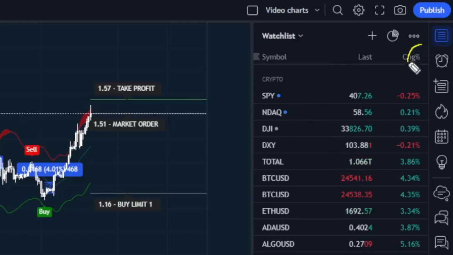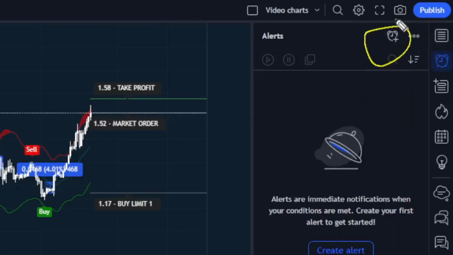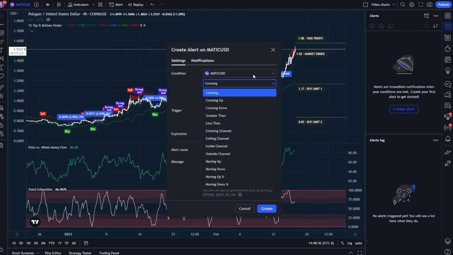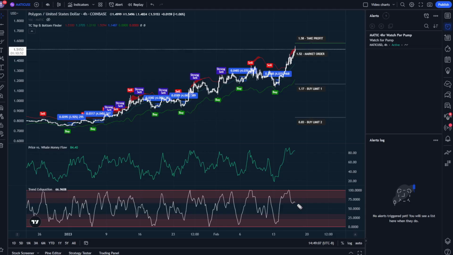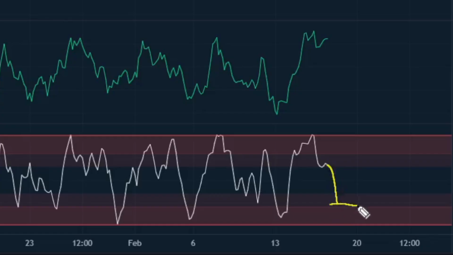So what you're going to want to do is go to the top right corner of TradingView and click that little clock icon. Then click on create alert right here. First, you're going to want to do the trend exhaustion and watch for pump. Click once per bar close and name it whatever you'd like. And what this is going to do is let you know as soon as the trend exhaustion falls into this bottom red section, as this is when we're most often seeing big pumps in the market.